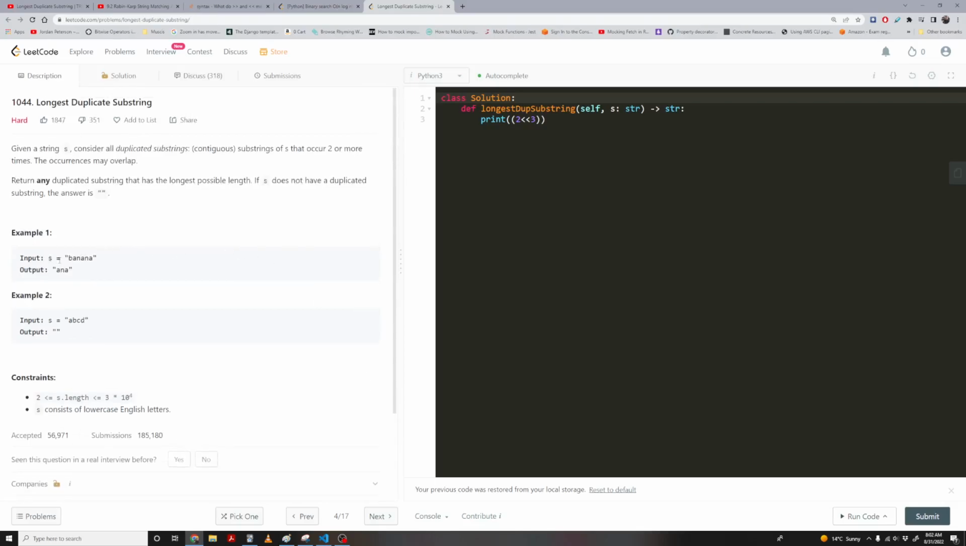What does that mean? It means that, for example, let's say this is 1, 2, 3, 4, 5, 6. We can say, okay, do we have any duplicated substring with length of 3? If the answer is yes, then we can go and check for the higher numbers. If the answer is no, using the binary search algorithm, we can go and check lower.